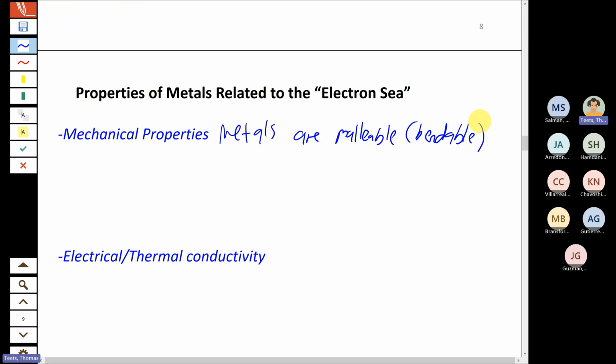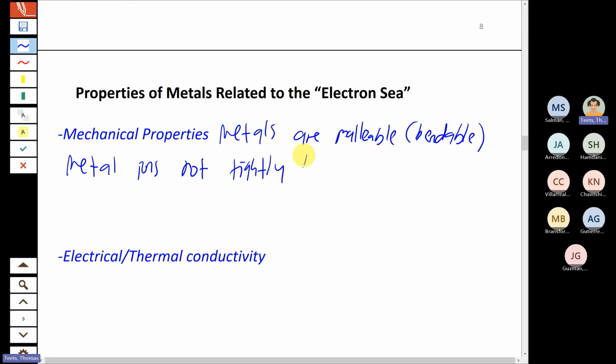You guys, for example, a paper clip, right? You can bend a paper clip and it doesn't just snap in half very easily. Of course, it can, but you can bend it pretty well without it completely snapping in half. And that's because in this electron sea model, the metal ions are held together. There's strong contacts between them, but there's a bit of flexibility.